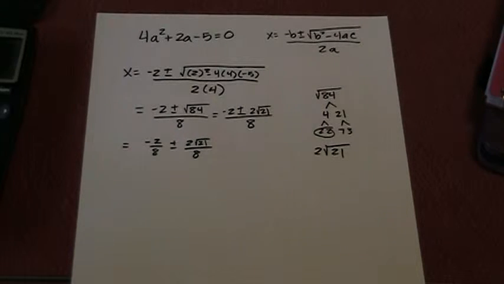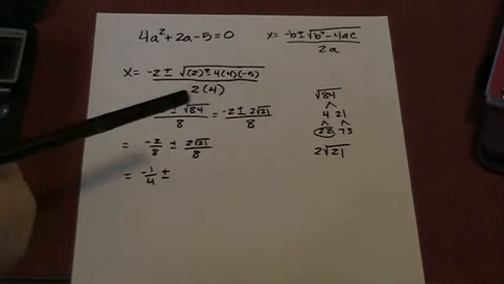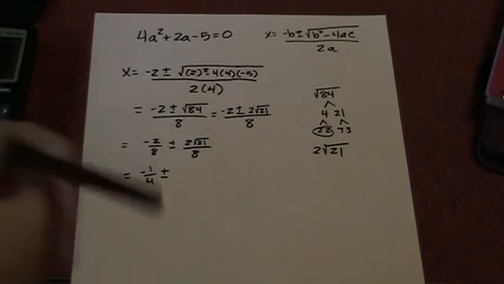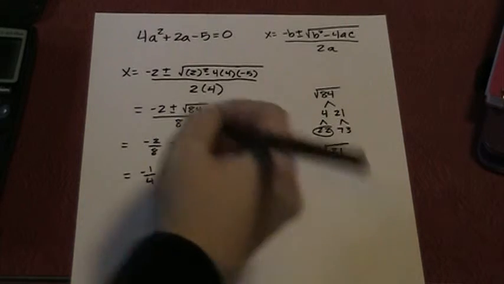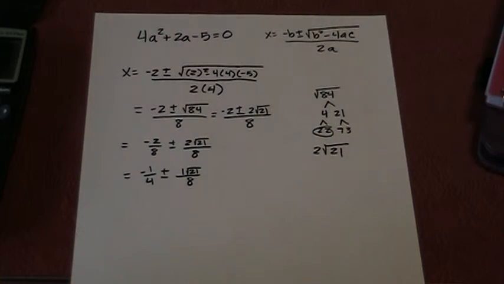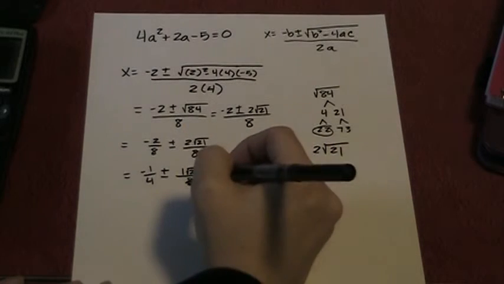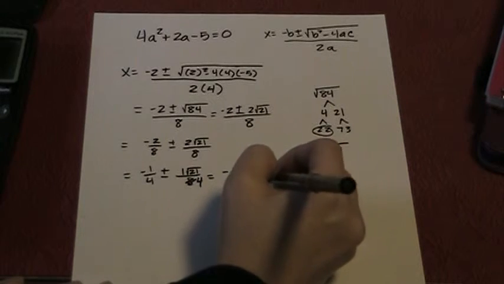So what I do need to do is reduce fractions. The -2 over 8 can be reduced to -1/4. And then the 2 over 8 here can be reduced to 1 over 4 again. And we hardly ever see this 1 written here. We usually just leave it off because anything multiplied by 1 equals itself. I made a mistake. That's supposed to be a 4. So my final answer is -1/4 plus or minus the square root of 21 over 4.